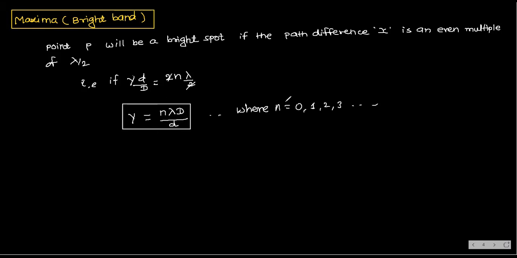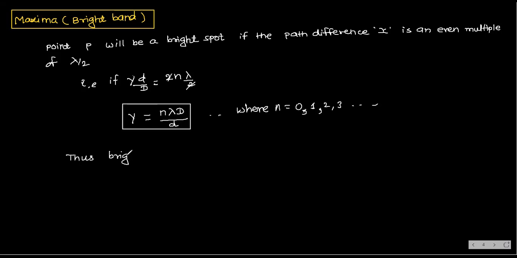Right? So see, if n is equal to 0, Y is 0, that is the first bright spot, the center. Then second, third, and so on. First one is first, second one is second, and so on. So see here, thus bright bands are obtained at distance.